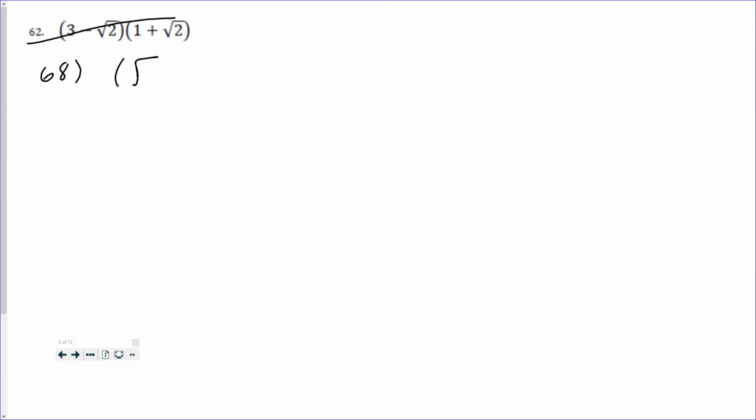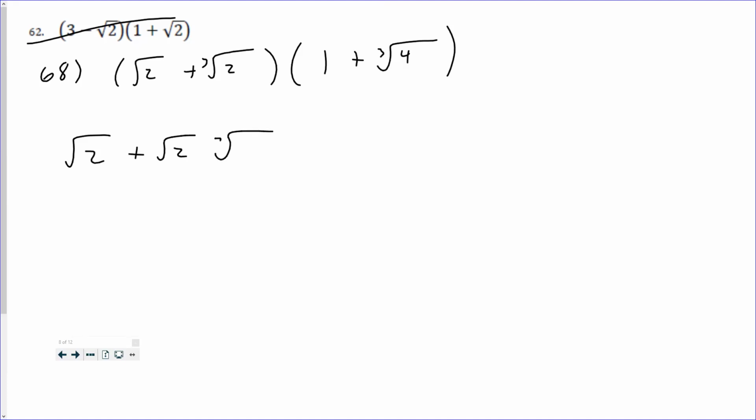That's the square root of 2 plus the cube root of 2, times 1 plus the cube root of 4. All right, so it's the same concept. We're going to distribute the first one out. So root 2 times 1 is root 2. Root 2 times the cube root of 4, we're just going to leave as root 2 times the cube root of 4. Distribute the cube root of 2, get the cube root of 2. And then the cube root of 2 times the cube root of 4. Because it's the same root, you can just multiply what's underneath it. 2 times 4 is 8.